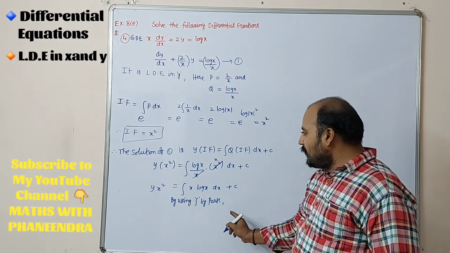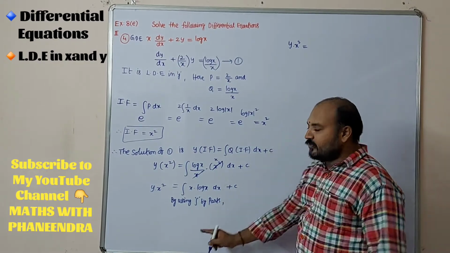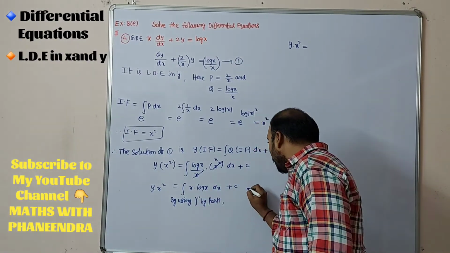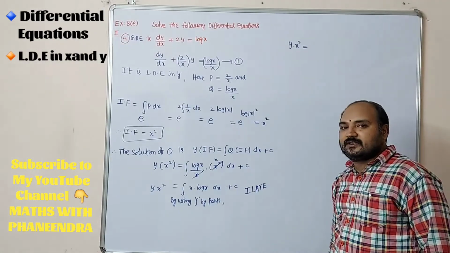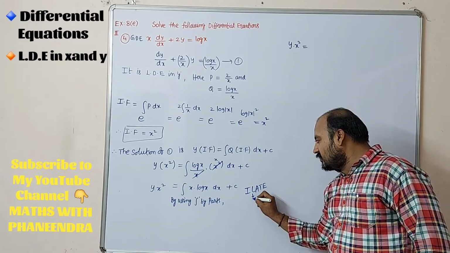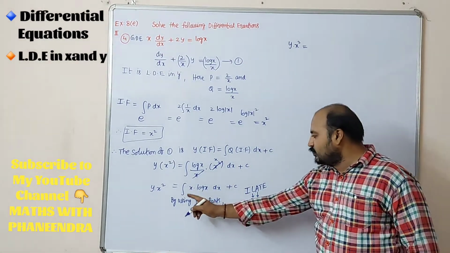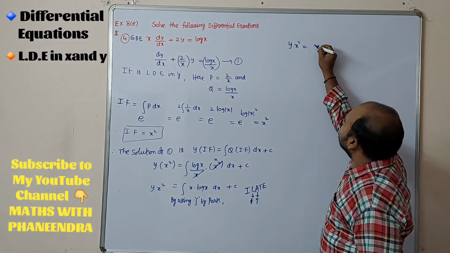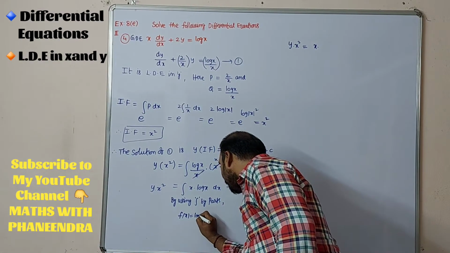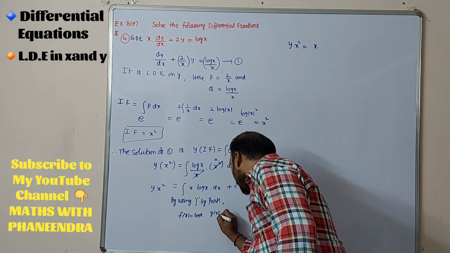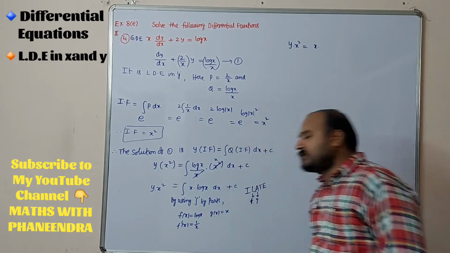By using integration by parts, it will become y into x square is equal to, by using integration by parts, here we can apply the ILATE formula. ILATE: x is algebraic, log x is logarithmic. So logarithmic is the first function f of x, algebraic is the second function g. So f of x into g of x. Here I will mention f of x is equal to log x and g of x is equal to x. F dash of x we require, that is 1 by x, log x derivative is 1 by x.